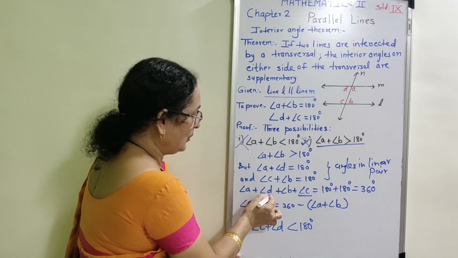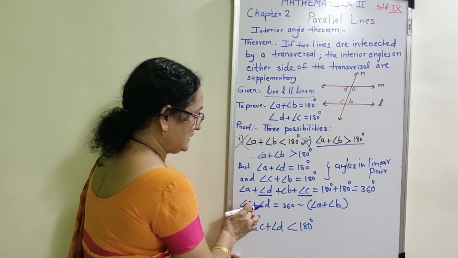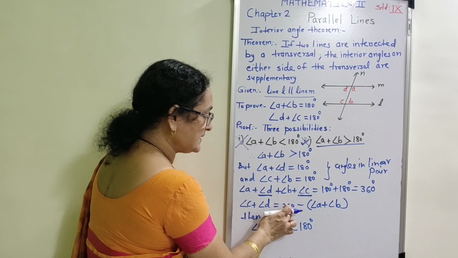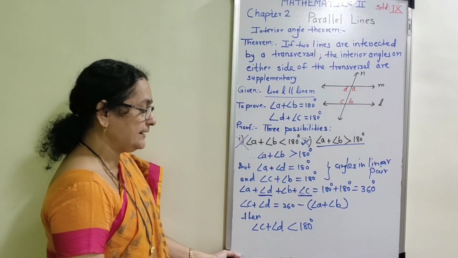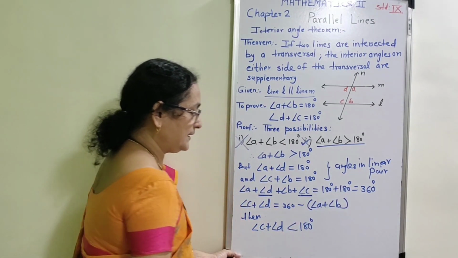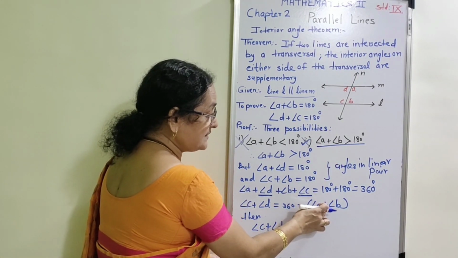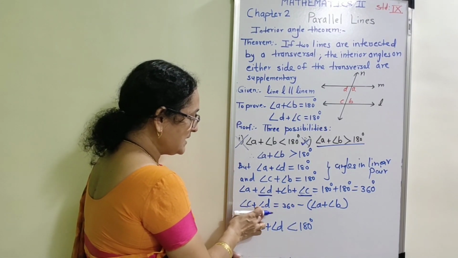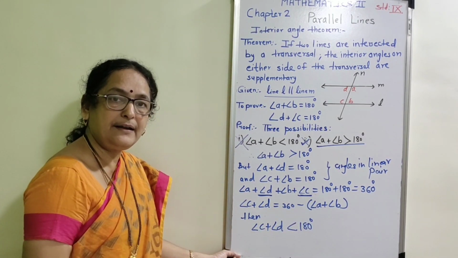Now from these four angles, first of all I am going to take angle C and D. Angle C plus angle D is equal to 360, transpose angle A and angle B, the sum of these two angles, on the right hand side: 360 minus angle A plus angle B. But if we have considered that this sum is greater than 180 degrees, then the result is this addition C plus D should be less than 180 degrees.